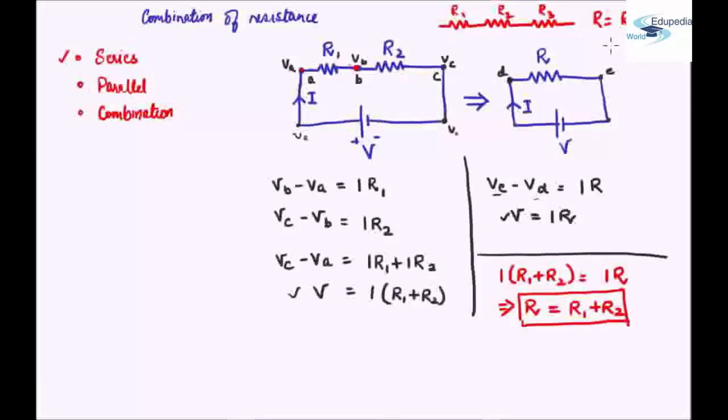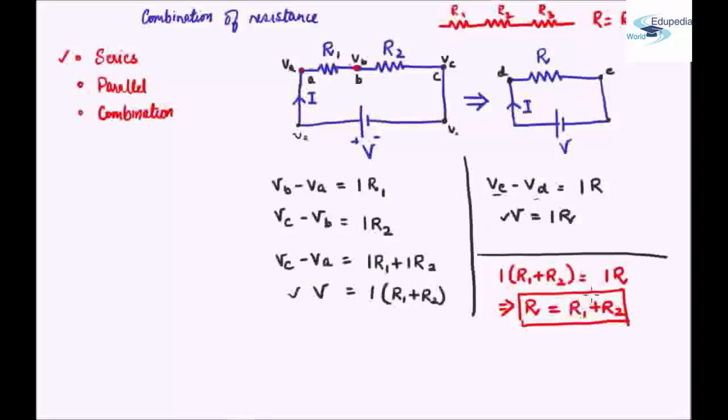As a result, the effective resistance, the end resistance, will be more than the individual resistance. R will obviously be more than R1, and it will also be more than R2, because resistance cannot be negative, they have to add up. Fine. So in series, the resistances add up, and the effective resistance at the end is larger than the individual resistances.